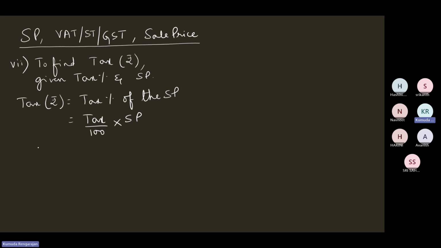So now, how will you find the sale price? Sale price is equal to the selling price plus tax. Here, because there's minus, there's plus. Be very careful. Selling price plus the tax is the sale price. Sale price is selling price plus tax.